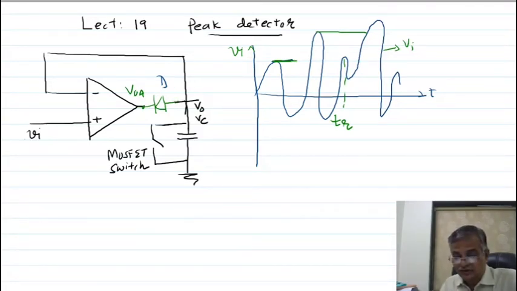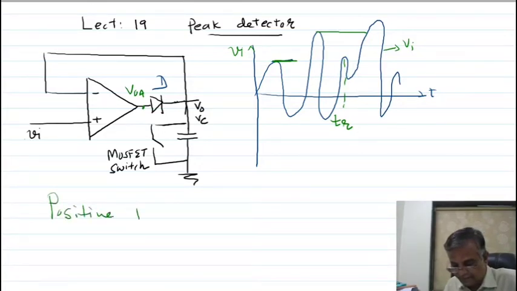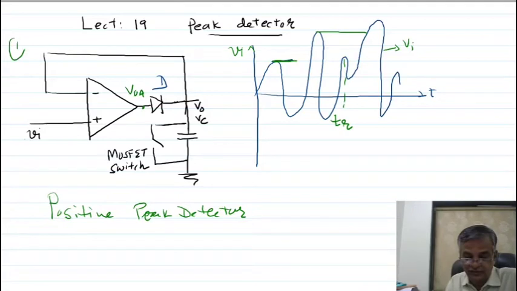Okay. Now this circuit is used in test and measuring instruments, and it is also used in amplitude modulation communication. This circuit is very useful. I think you understand the working of this. This is your positive peak detector. This is the first circuit we have seen.